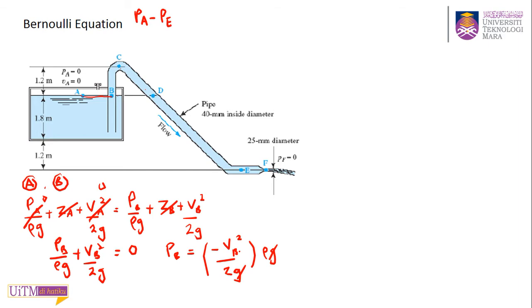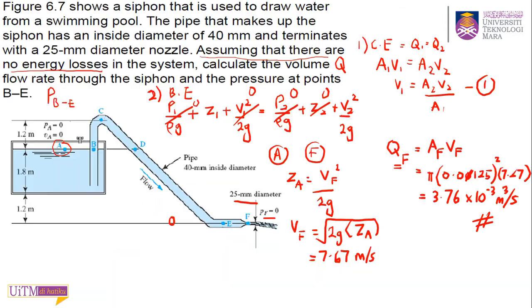But you don't have VB. How can you find VB? From what equation? Anyone? What did we get earlier? Use the continuity equation. Yes, that's right.